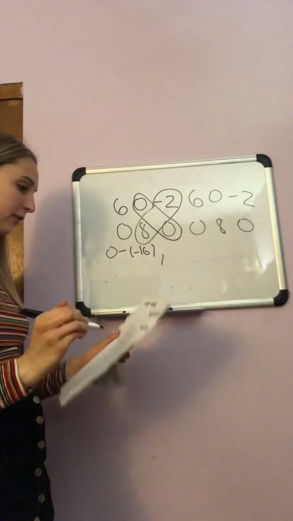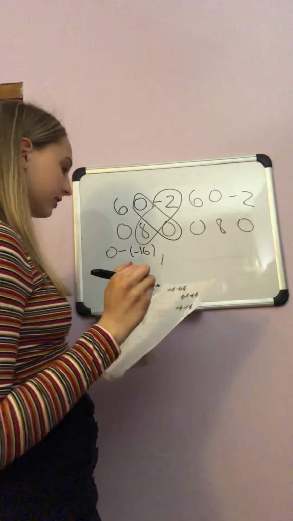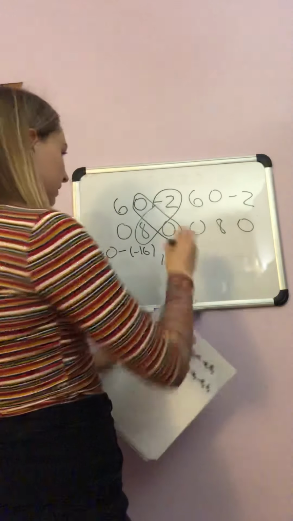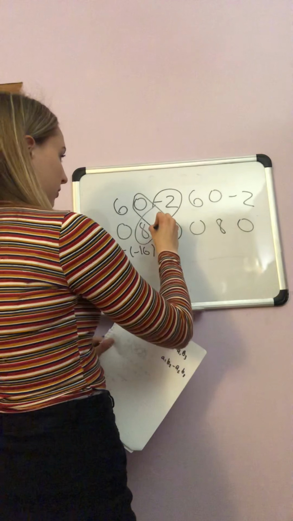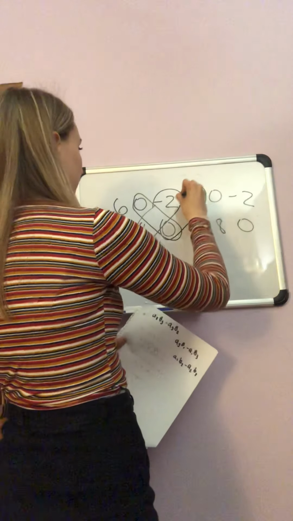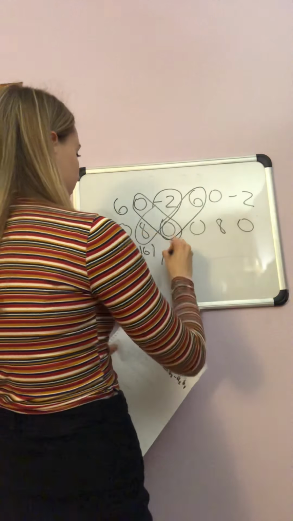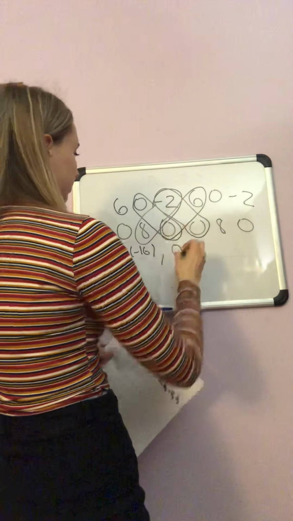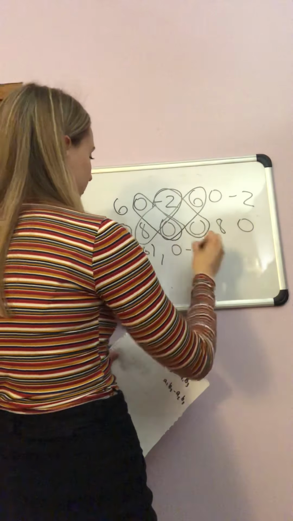And then we have to do A3 times B1. So we take A3 down here and multiply it by B1 up here, and that gives us 0. And then we have to do A1 times B3. So we take this 0 and multiply it by the negative 2 to get 0. And then we subtract a 0.